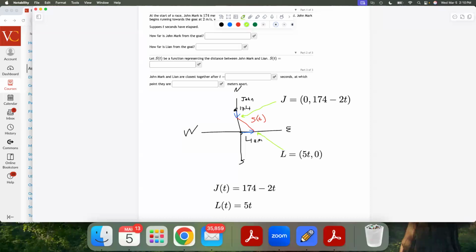Then to figure out when they're closest together, we want to minimize distance. So take the derivative with respect to t, because that's my independent variable. Solve for t, get your answer.